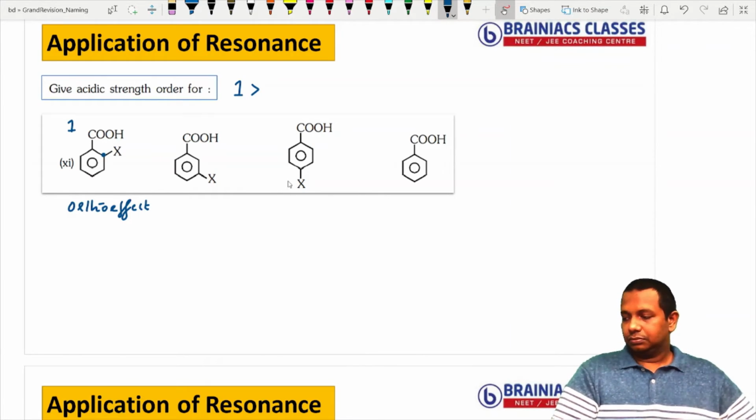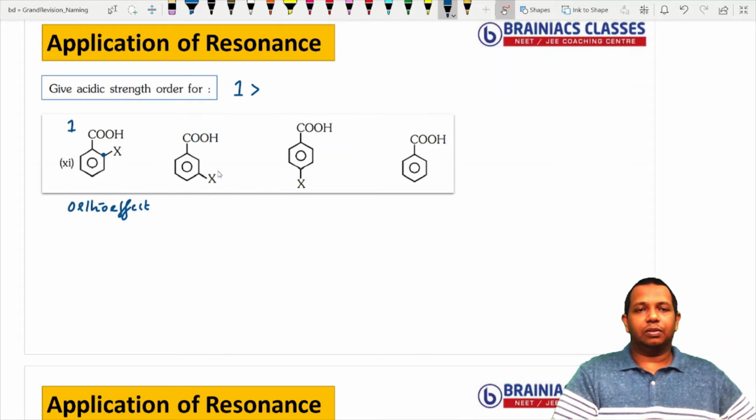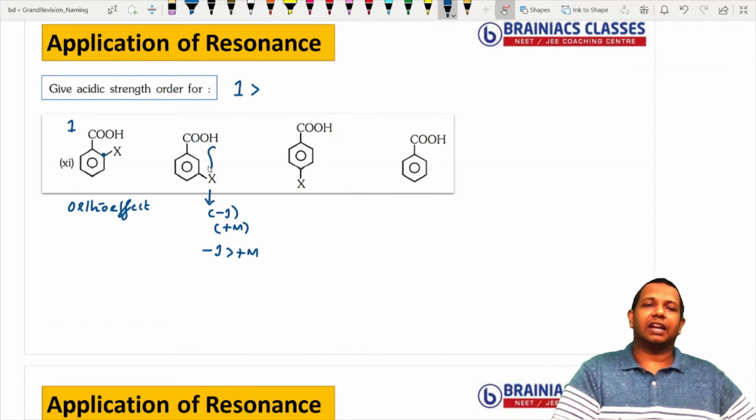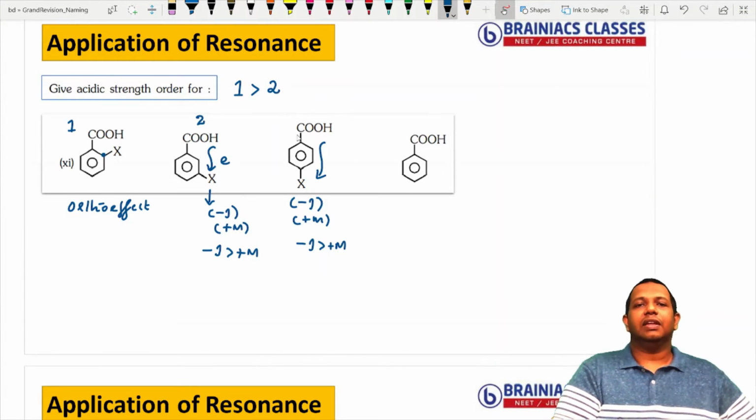Then at the meta position you have X, and at the para position you have X. So we know that X generally has what effect? Minus I effect is dominant. Even though it has plus M, in halogen's case minus I is dominant over plus M. So anyway it will attract electrons in this direction. But we know that here the minus I effect will be less because it is at a larger distance. So it will attract the electron very fast in the downward direction, making it stable. So I can say 2 will be a much better acid than the third one. 2 will be greater than 3.